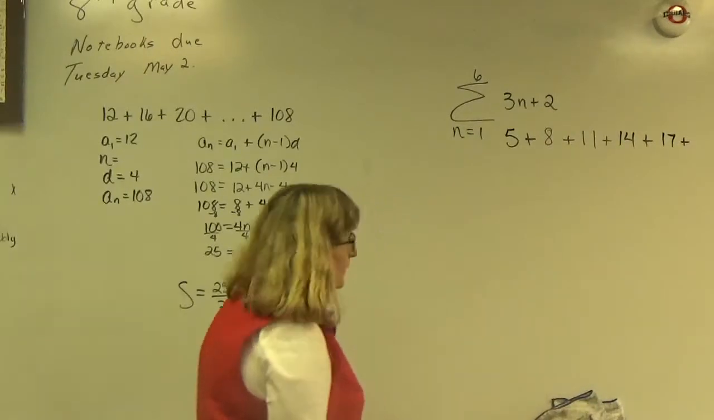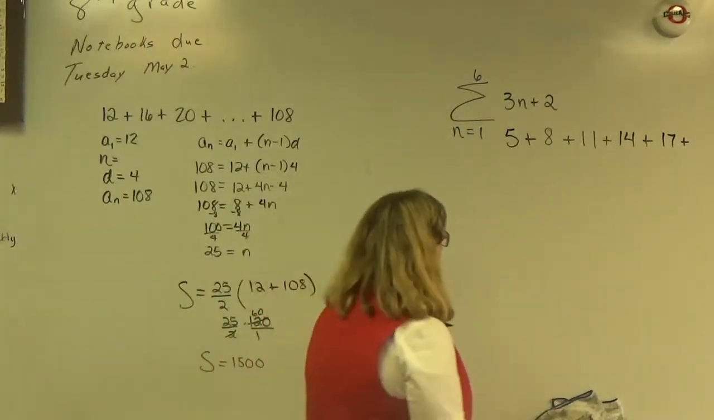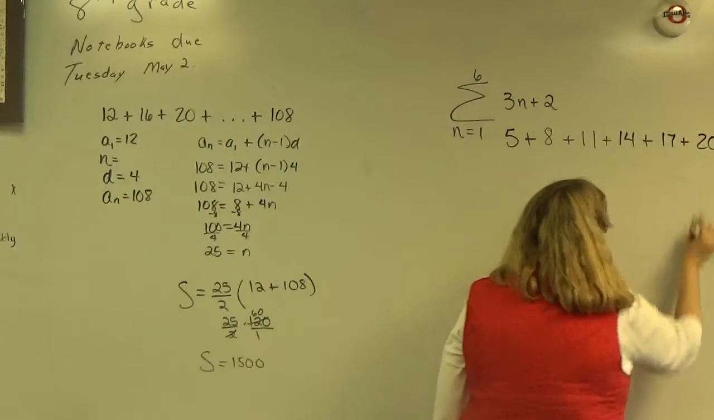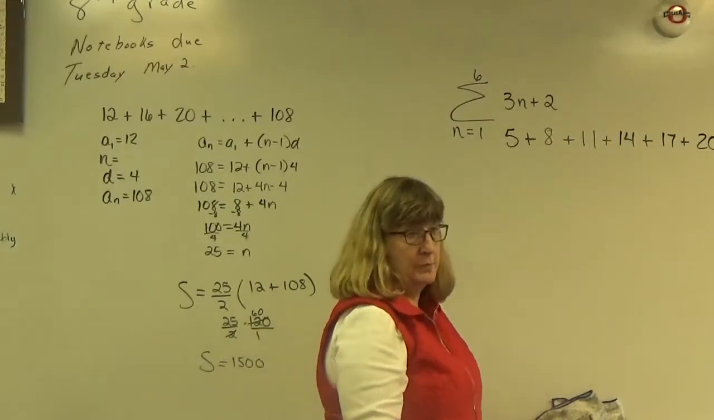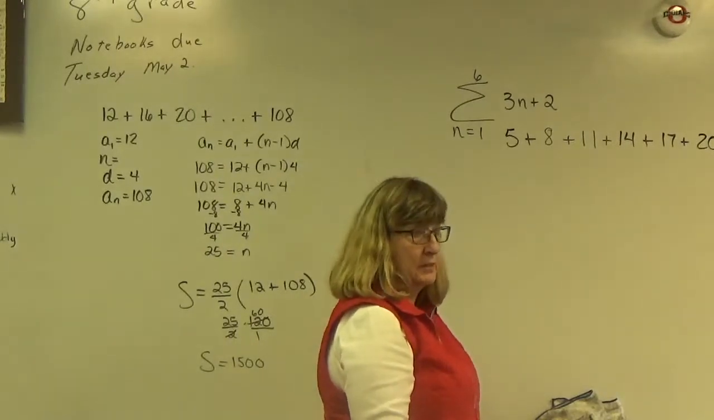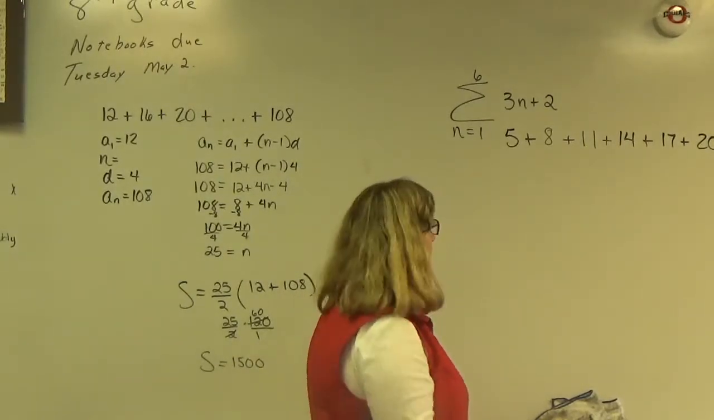And the last one is 6, right? So that would be 3 times 6 plus 2, which is 20, and you should have seen that we're adding 3 every time, right? So it is an arithmetic sequence. Isn't that the definition of an arithmetic sequence? You add the same amount to get to the next term.